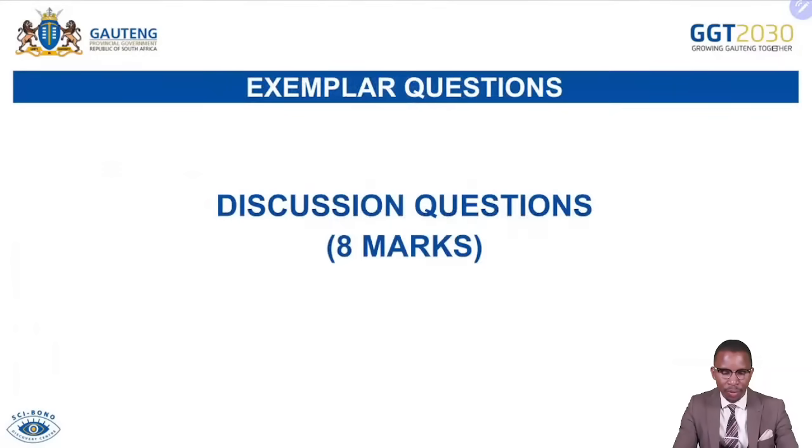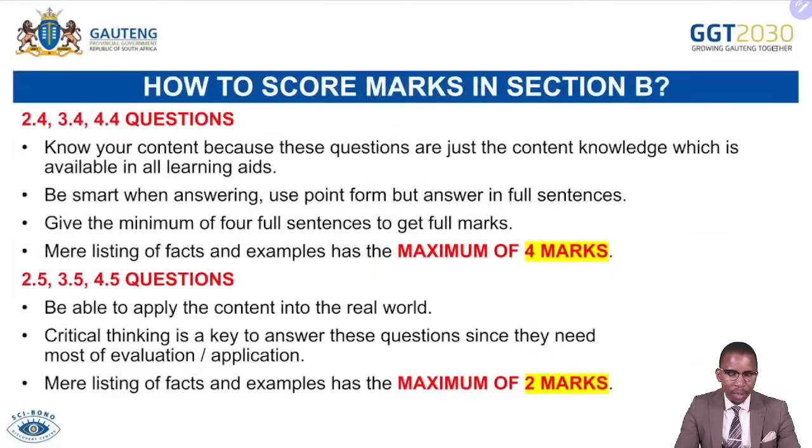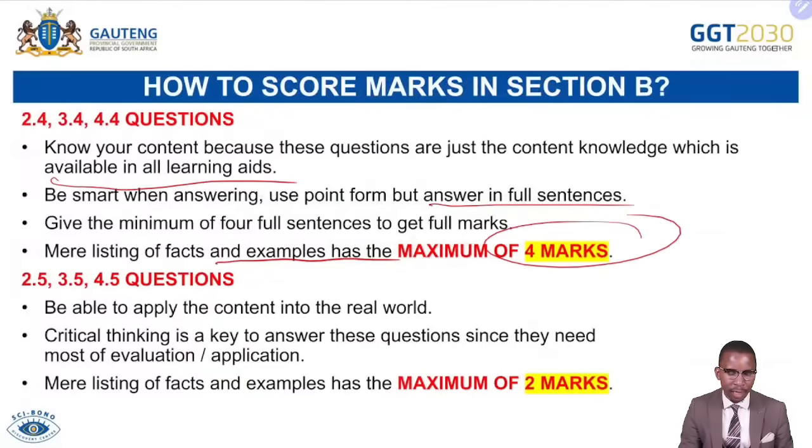Then we move to 8 marks questions. So how to score marks in this 8 marks question? 2.4, 3.4, 4.4. You need to know your content because these questions are just content knowledge, which is available in your learning aids. So these answers can be found in your textbook. Be smart when answering. Use point form, but answer in full sentences. Give a minimum of 4 full sentences to get full marks. Mere listing of facts and examples will give you a maximum of 4 marks in 2.4, 3.4, and 4.4.